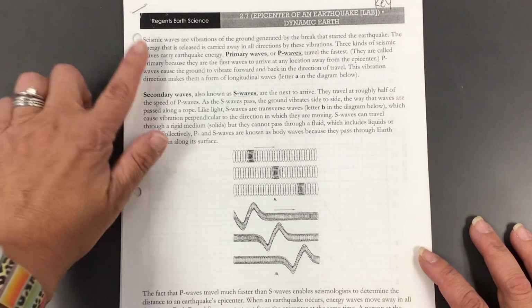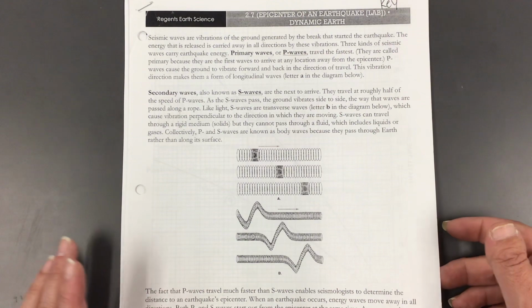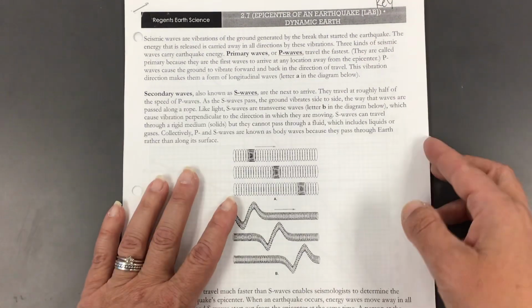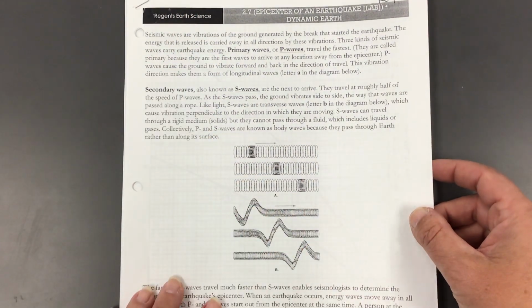So when you get this assignment, first thing you should do is read through the information on the front page. It gives some information about P waves and S waves for you to read that could possibly be on the test. So make sure you don't just skip this page, make sure you read over the information.